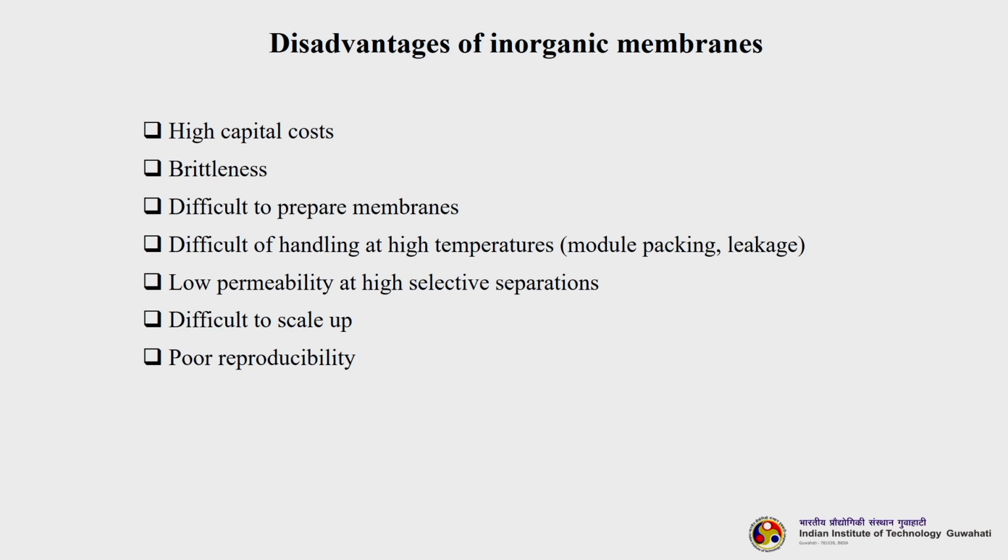So, the most important disadvantages are the two which I told you: one is high capital cost, second is brittleness, and then it is difficult to prepare these membranes. It is not so easy. Polymeric membranes are easy to prepare, but are difficult to handle at high temperatures. When you go for module packing, leakages will be there, the probability always remains for such ceramic membranes. Then low permeability at high selective separations, then difficult to scale up and poor reproducibility. So, these are limiting their application in certain areas.